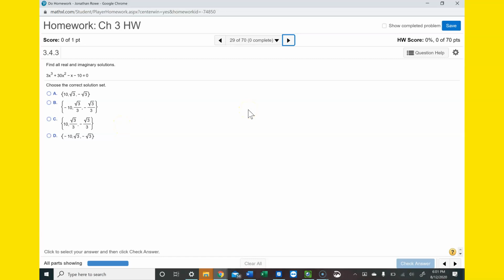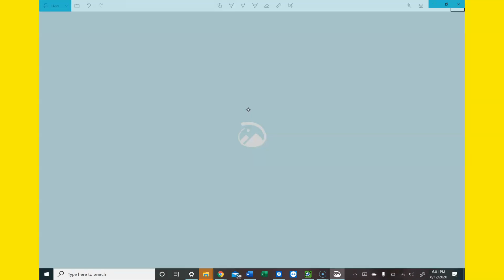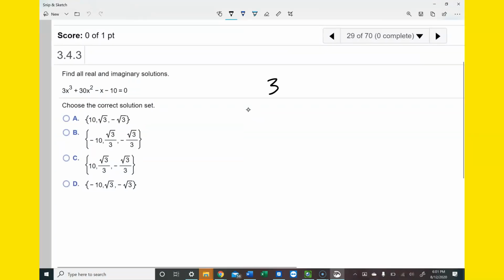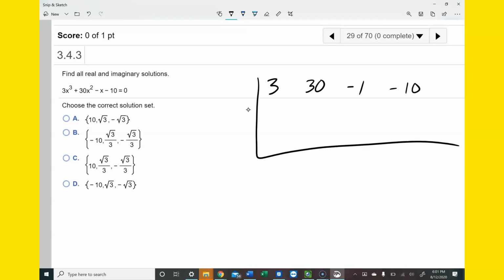But there's also maybe a more sophisticated way we could do it, and that is to simply do some synthetic division. Let me get it to where I can write on it. 3, 30, negative 1, negative 10. And we know from the multiple choices that either 10 or negative 10 is going to be one of the answers. So I could try 10 outside the box and see if it works, and I could try negative 10 outside the box and see which one works. I've already done it. Negative 10 works.